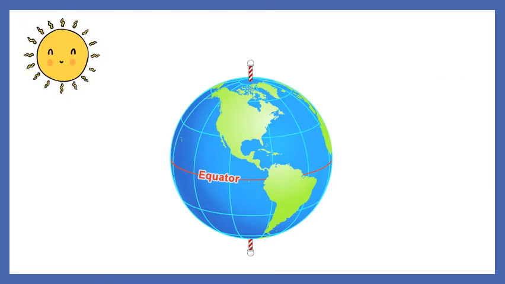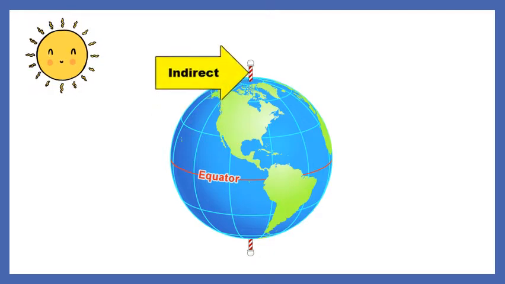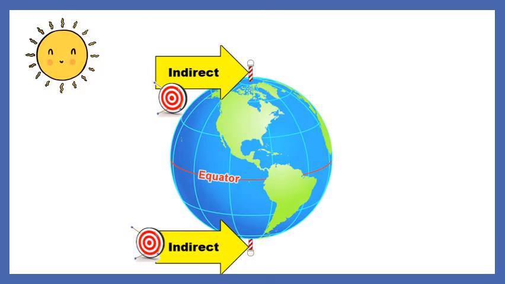Okay, so let's look at our globe again, and now we know our parts of the globe. So let's start with the North Pole. The sunlight is going to hit the North Pole indirectly, so that means it's not quite on target. So if it hits the North Pole indirectly, what do you think it's going to do at the South Pole? It's also going to hit indirectly, and again, that means it's not shining directly, it's a little off target.